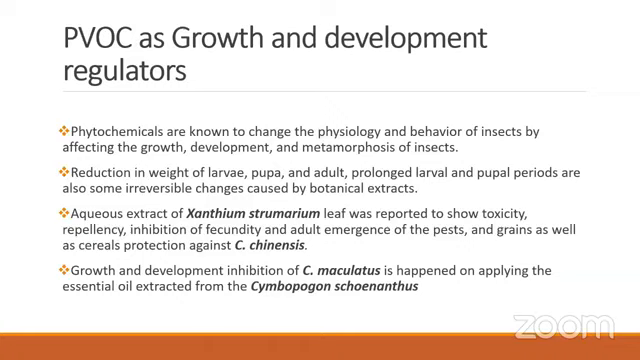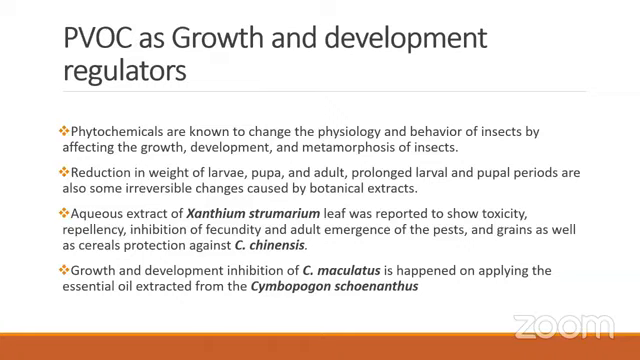Even the larval period gets prolonged. The pupal periods are also prolonged. It even doesn't lead them to adult emergence. Okay, so these changes in most of the cases are irreversible. Fine. Because of these extracts, the changes brought about in the insect body or its physiology cannot be reversed.